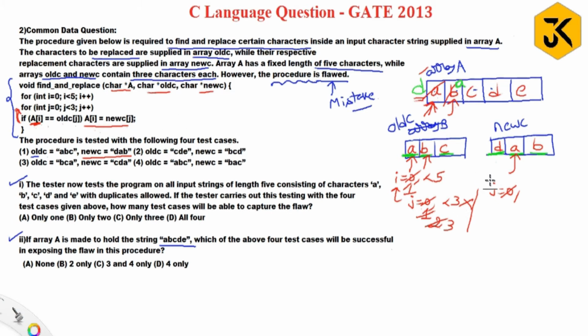Next, the j value will be incremented by 1, that is 2. Now, present a of i. What is a of i? It is 1. A of 1 means a double equal to old c of 2. Old c of 2 is c. A double equal to c, condition fails. Then j will be incremented by 1, that is 3. Is 3 less than 3? Condition fails. Then the i value will be incremented by 1, that is 2.